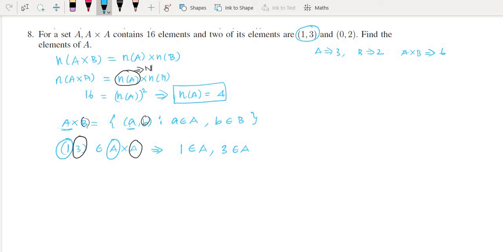Similarly, for the second ordered pair given in the question, (0, 2), it is also an element of A cross A. So this implies 0 is an element of A and 2 is an element of A as well. So here we found 4 elements 0, 1, 2, 3 of set A. But A has only 4 elements, so we found all of them. So we can conclude that A is the set which contains the elements 0, 1, 2, 3.